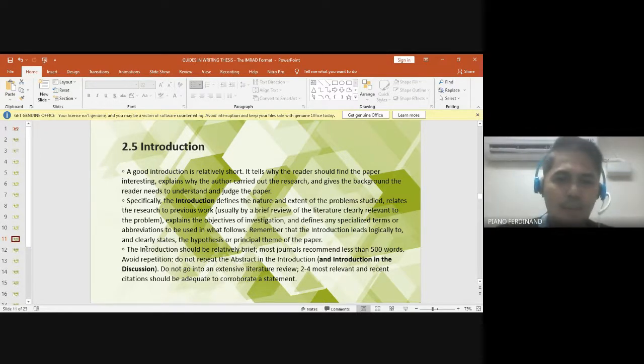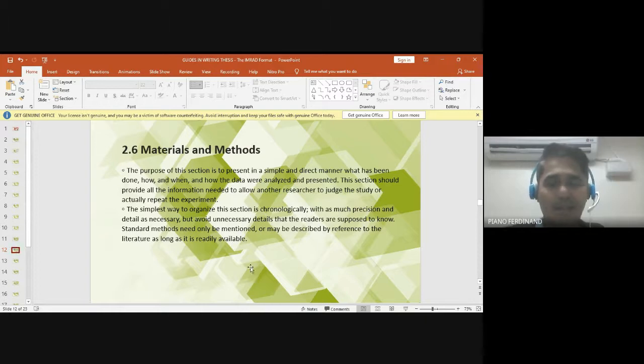Do not go into an extensive literature review. 2 to 4 relevant and recent citations should be adequate to corroborate a statement. 2 to 4 daw po yung ina-advise ng ating mga authors, no? Pero I guess 3 to 4 might be a good number, no? 5 may also be accepted, no? But more than that, I guess, is excessive na.